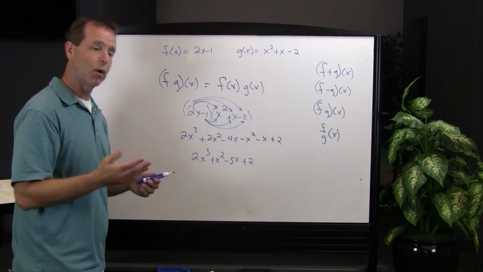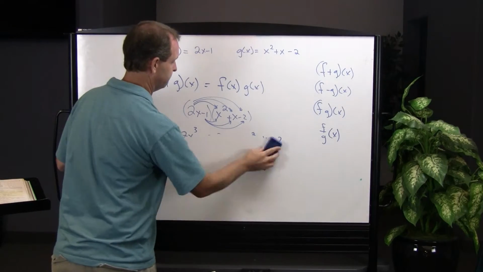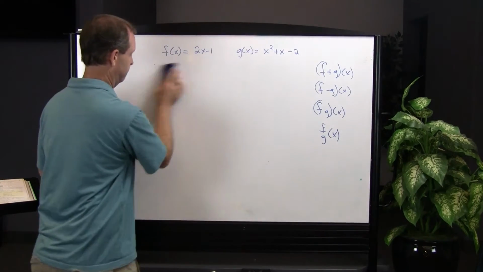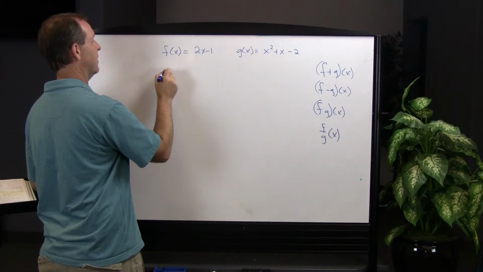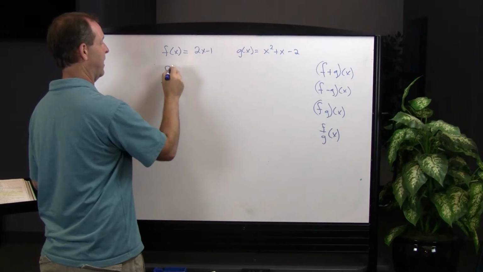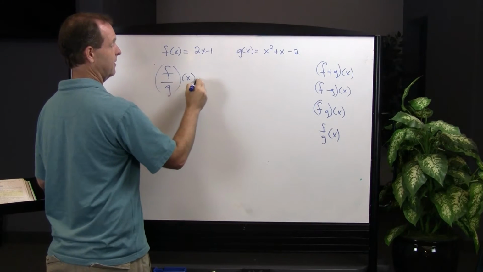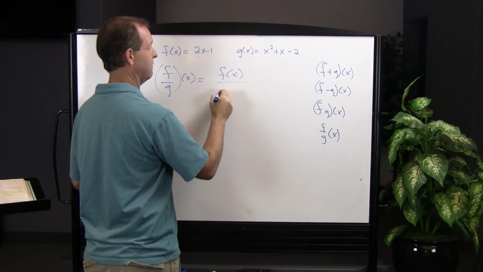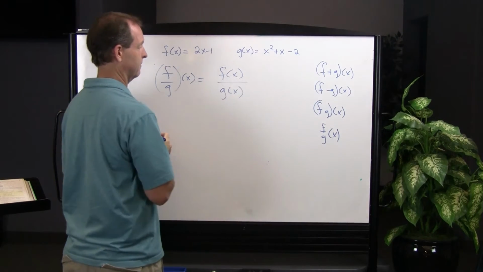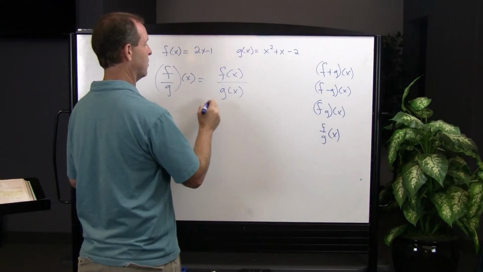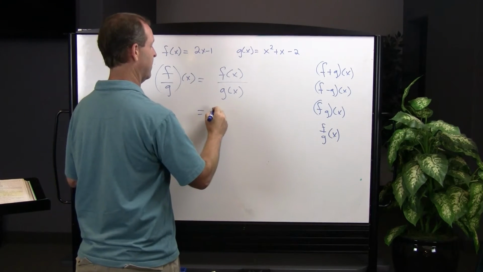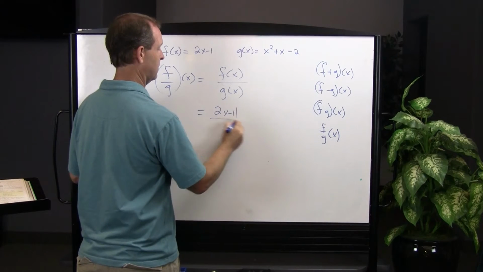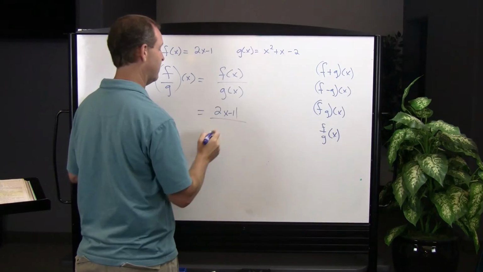And lastly, let's go ahead and divide functions. So the last one I have is f divided by g of x. And as you would expect, that's the function f divided by the g function. And so that would equal f of x, which is 2x minus 1, divided by g of x.